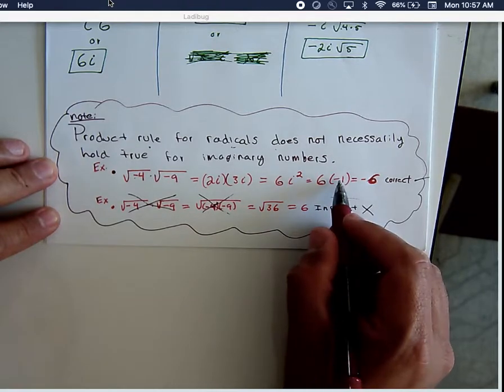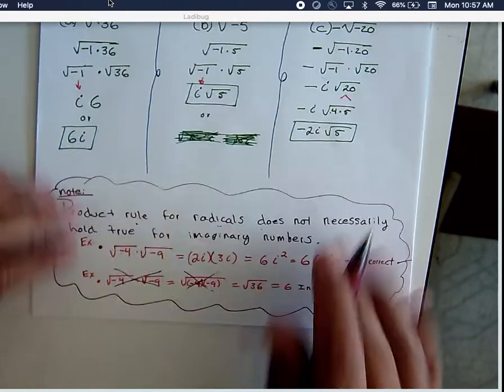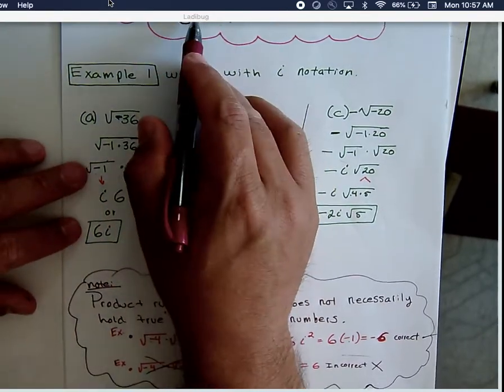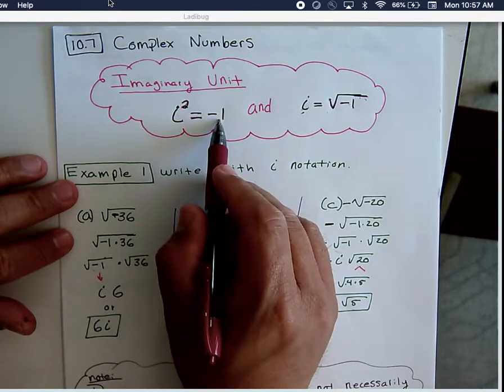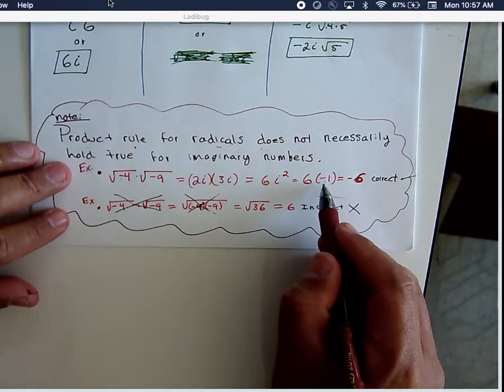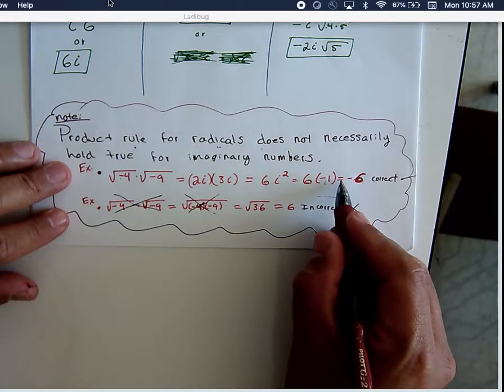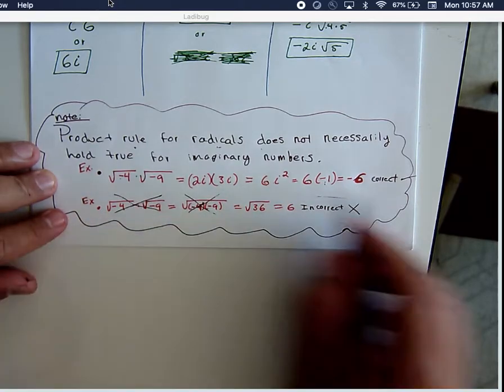I squared becomes a negative 1, and you still have the 6, right? Why does I squared become a negative 1? That is one of those units. I squared is equal to negative 1. So whenever you see I squared, that becomes a negative 1. So 6 times negative 1 gives you negative 6. This is the correct form.